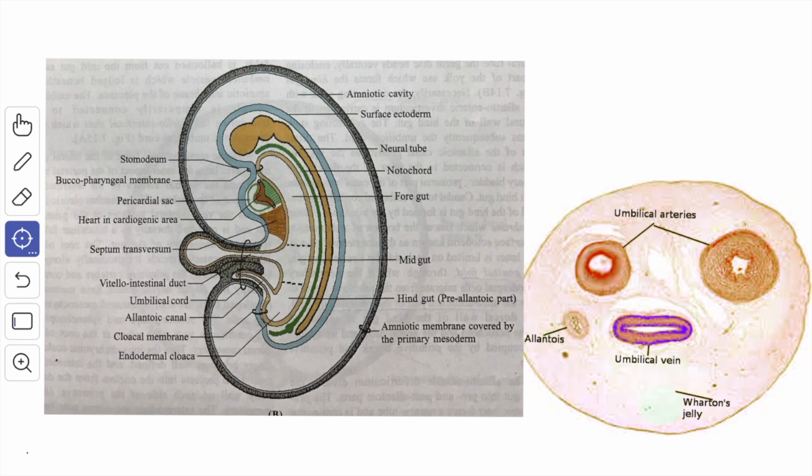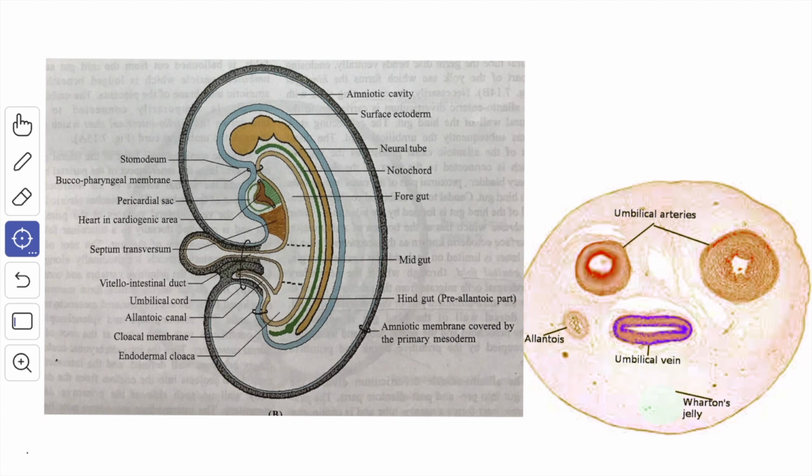Next you can see the vitello-intestinal duct. It communicates the midgut with the extraembryonic part of the yolk sac, that is the umbilical vesicle. In the later part of fetal life, the vitello-intestinal duct disappears. On rare occasion, the proximal part of the duct persists as Meckel's diverticulum, which is attached to the antimesenteric border of the ileum.